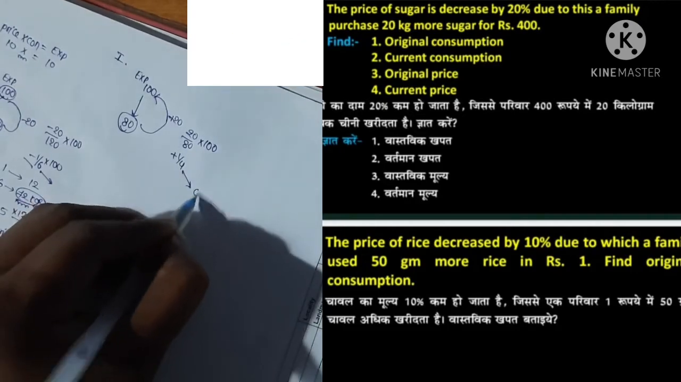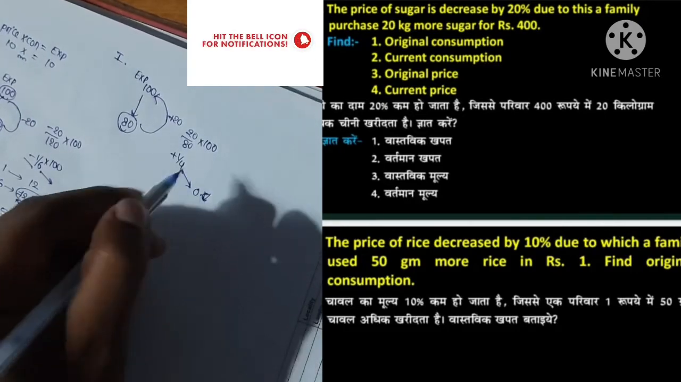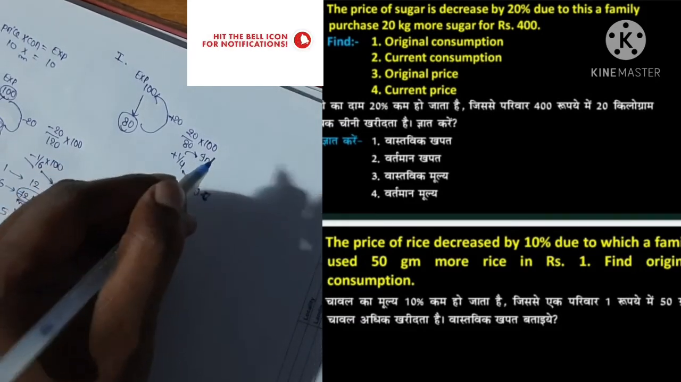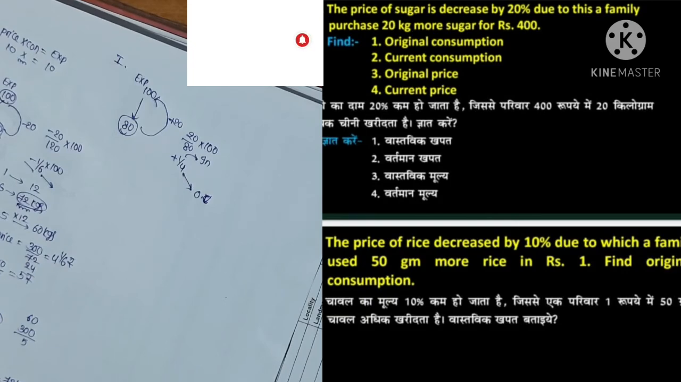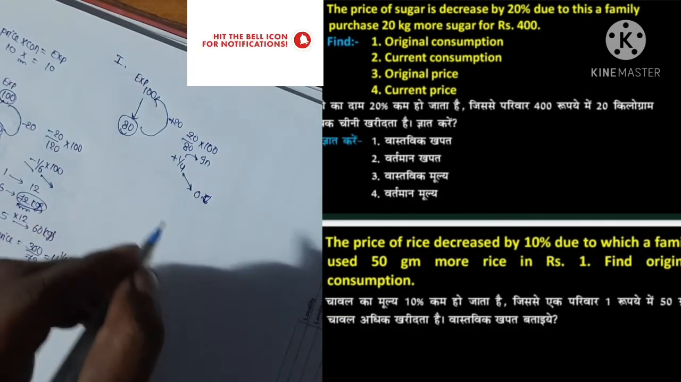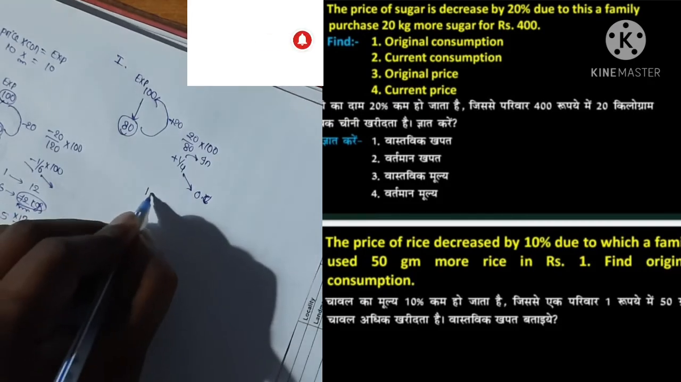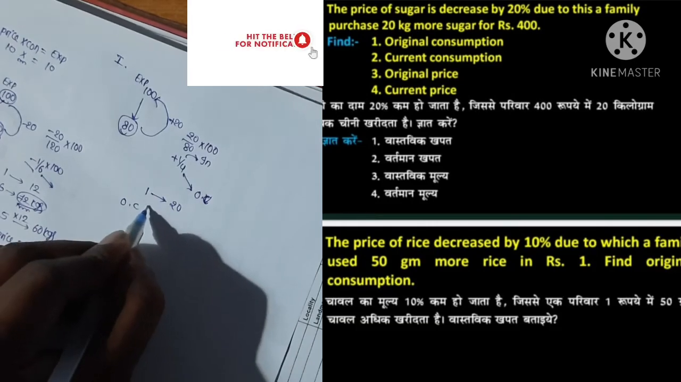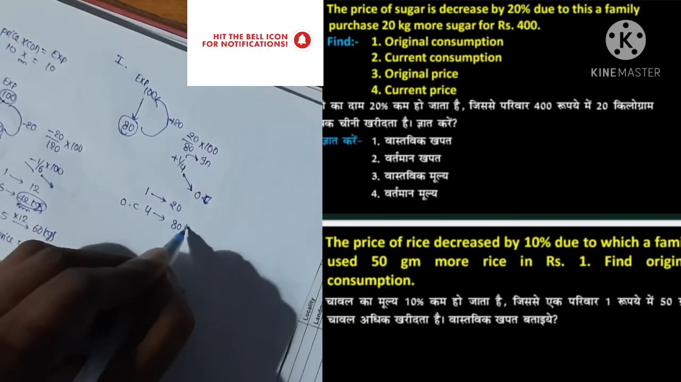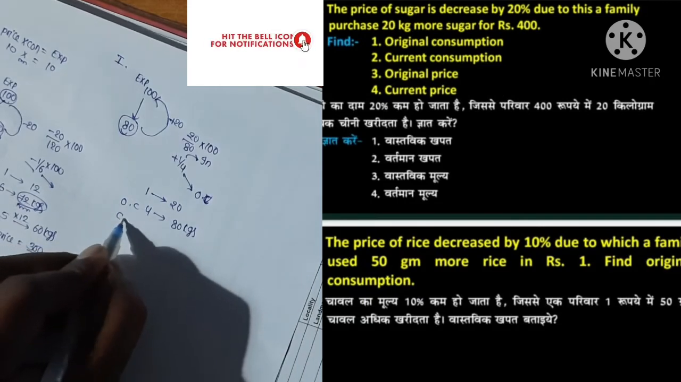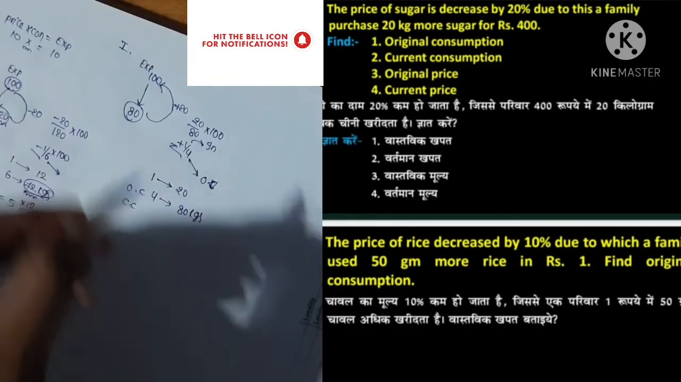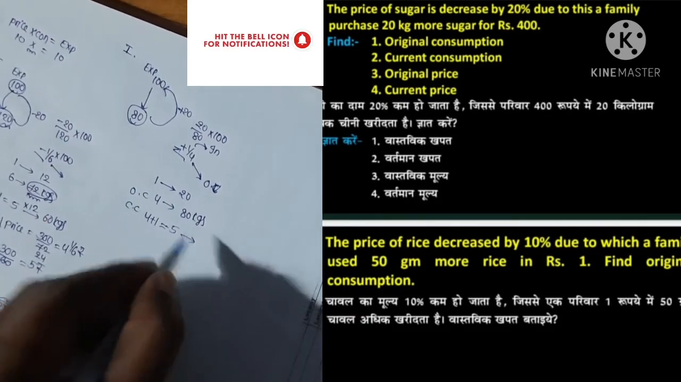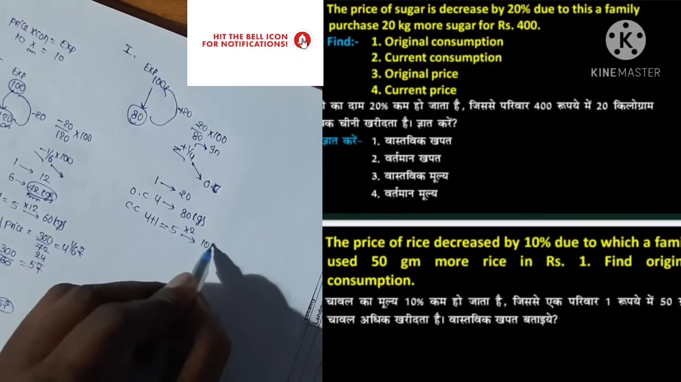Here 1 is the original consumption, original value. So plus 1 is the increased value. So family purchases 20 kgs more. That means 1 unit represents 20. So the original consumption is 4 units. 4 units represents 80 kgs. So current consumption is increased by 1. So 4 plus 1, so value is 5. So 5 units represents 5 into 20. Value is 100 kgs.